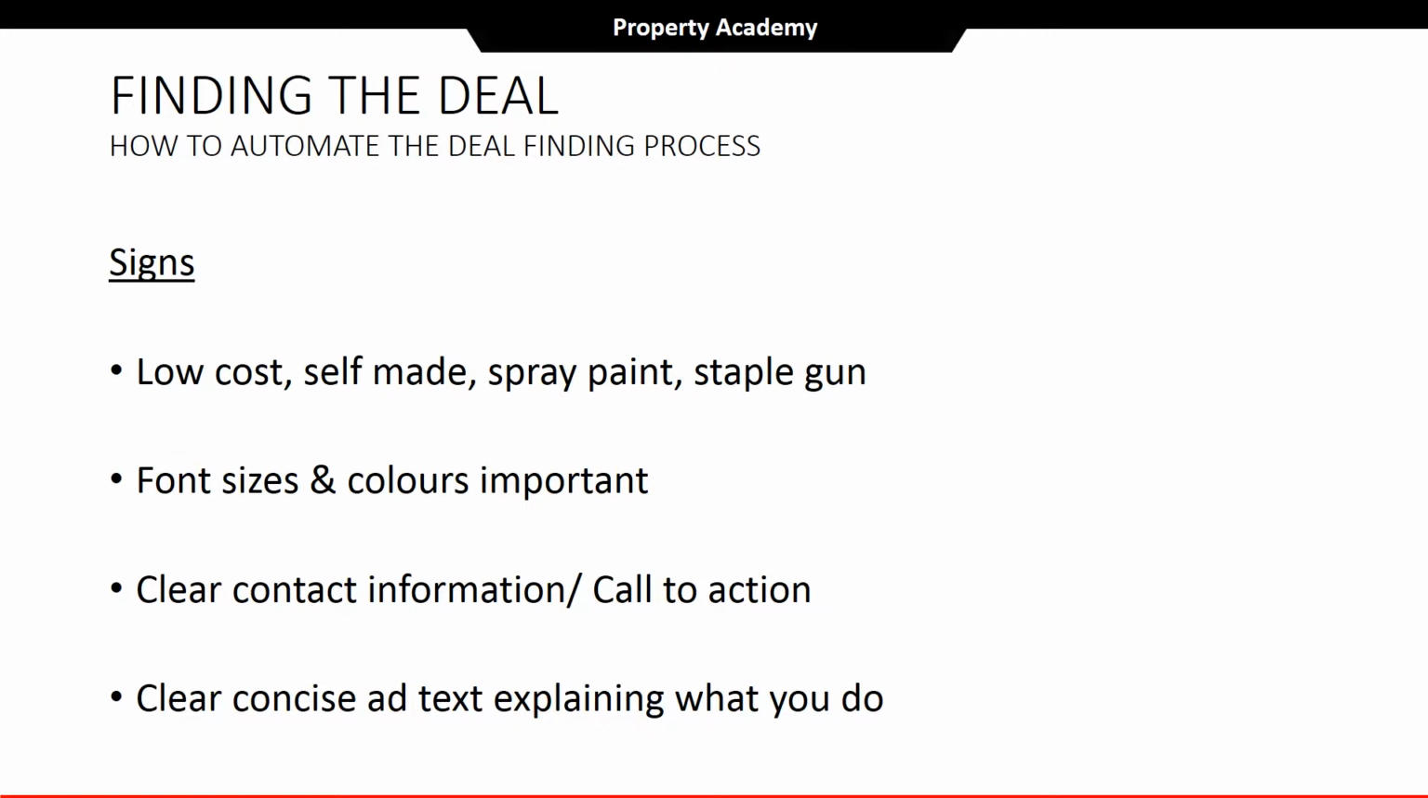So the first method and the first medium we'll be looking at when getting deals through private sellers is the basics of having a sign. The benefit of this is it's very low cost. You can self-make it just by using spray paint and a staple gun.